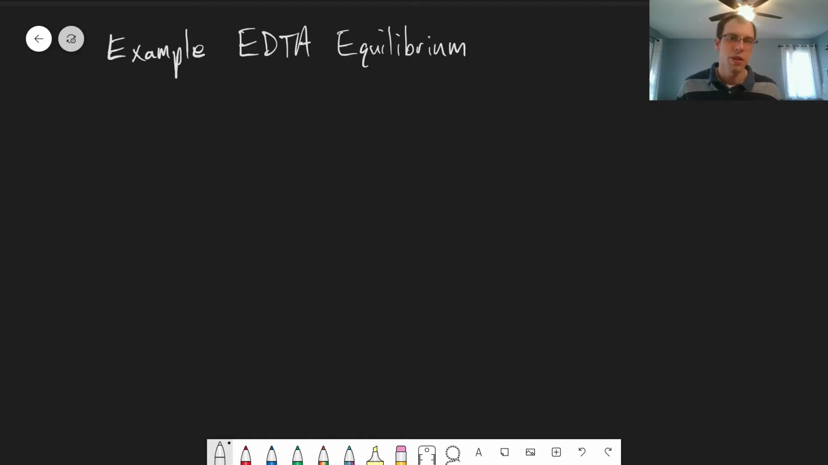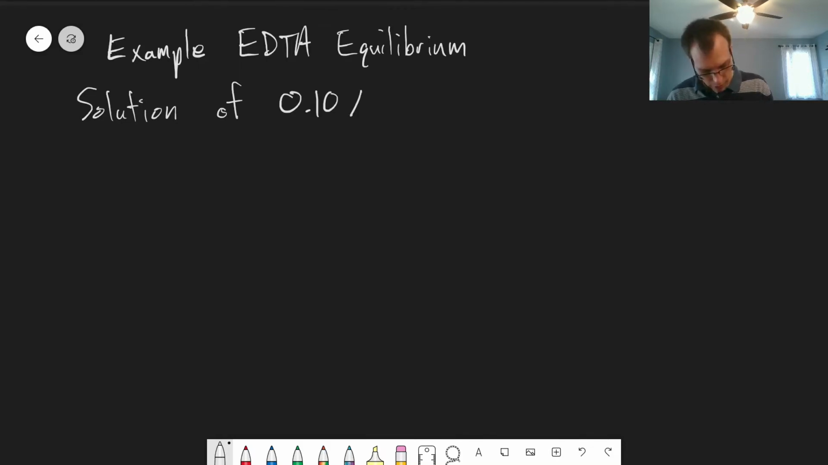So I think the easiest way to see how this works and why we care about this is, let's do an example of an EDTA equilibrium. So let's say we have a solution of 0.10 molar calcium Y2 minus, and some small amount of calcium will be present that's not complexed, right? So there's free calcium ions.